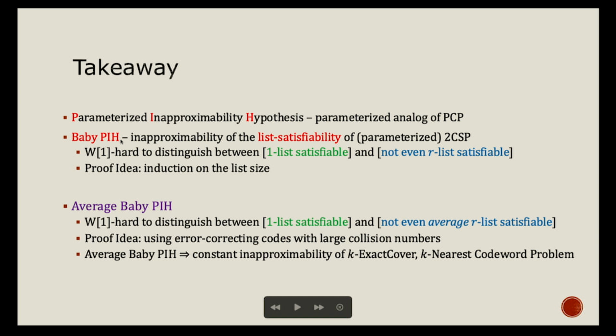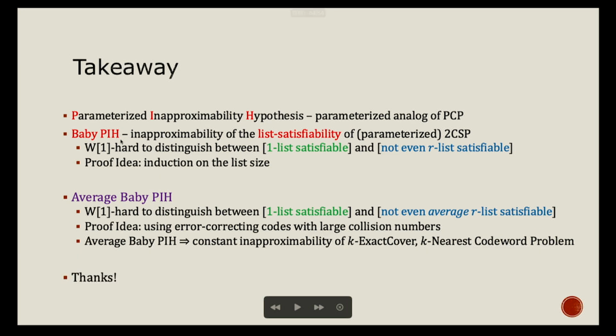And as an application, average Baby PIH implies the constant inapproximability for K exact cover, which I think was not known before under W1 not equal to FPT, and also for the K nearest codeword problem. That's all of my talk. Thanks.